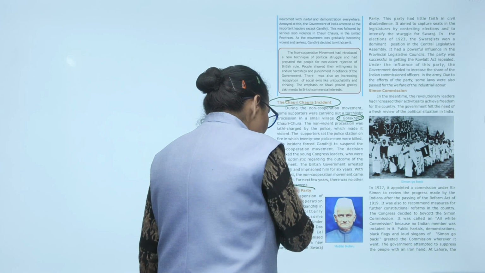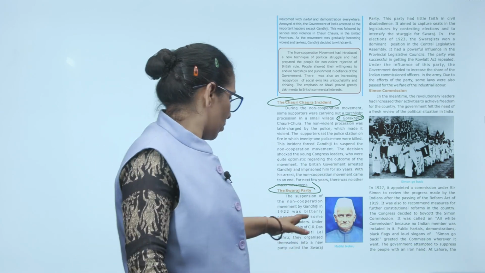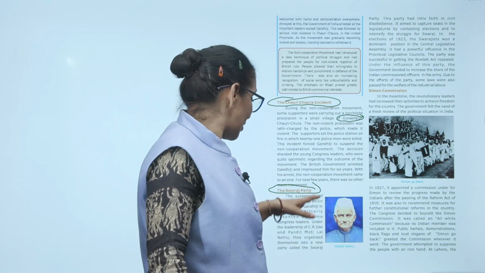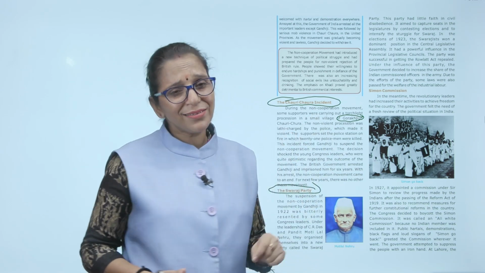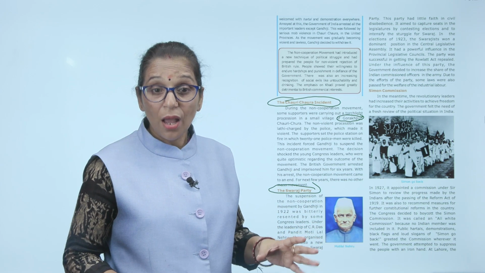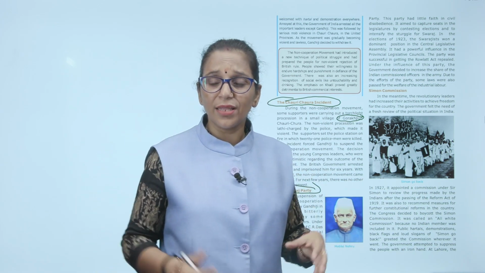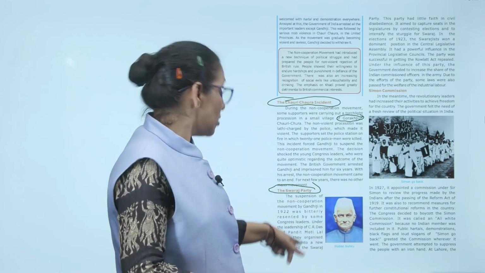Moving to the Swaraj Party. The suspension of the non-cooperation movement by Gandhiji in 1922 was bitterly resented by some Congress leaders. Means some Congress leaders did not like this. Many people sacrificed in the non-cooperation movement. Just for one incident, Gandhiji has taken it back. So those leaders were C.R. Das and Pandit Motilal Nehru, and they came out of the INC and made their own party, which is known as the Swaraj Party.